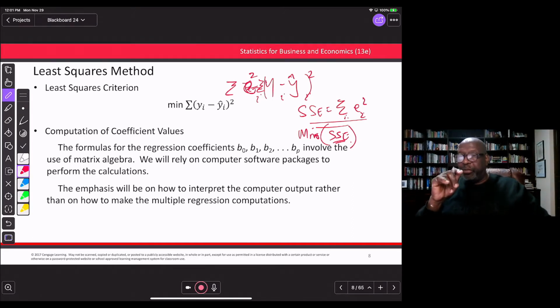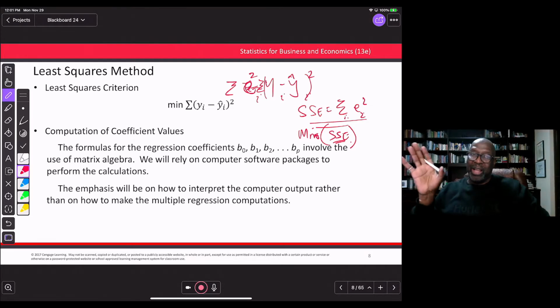To calculate the coefficients that actually allow us to do that, we need to do some complex calculus. And so that's already done for us and inserted into our statistics software, so we don't have to do that ourselves. All right.